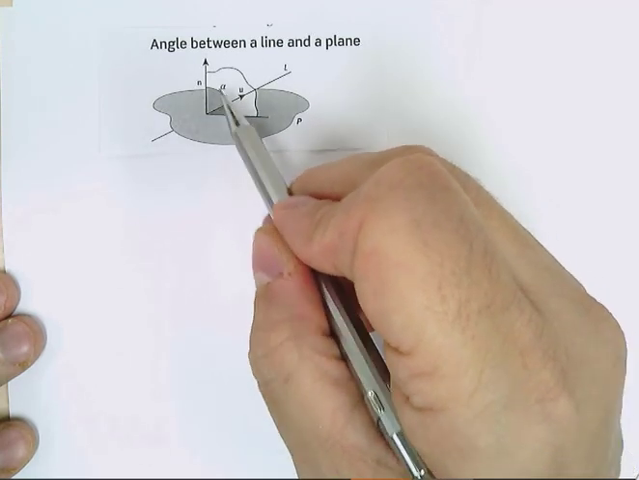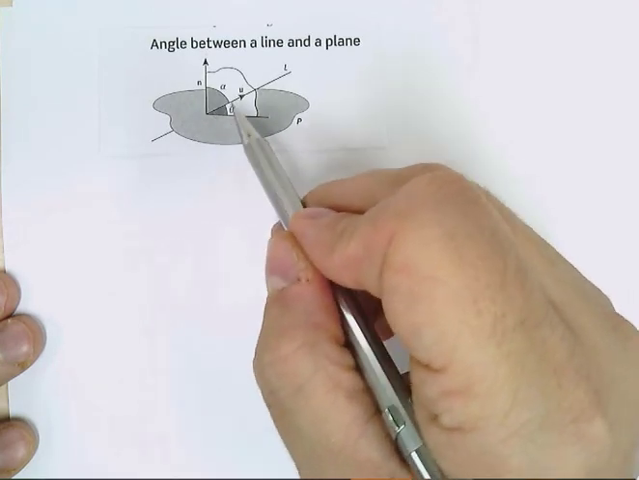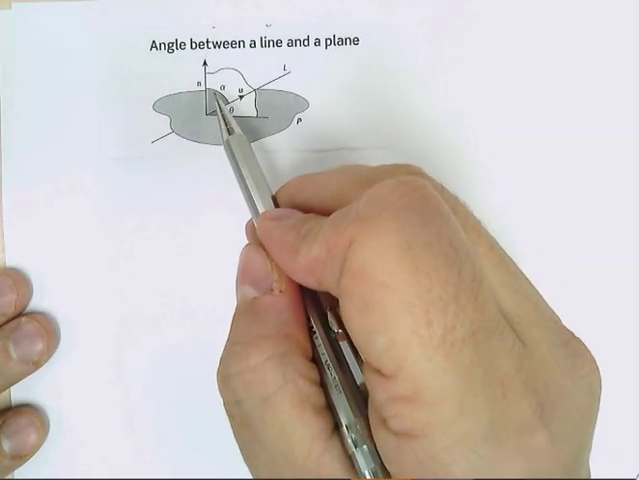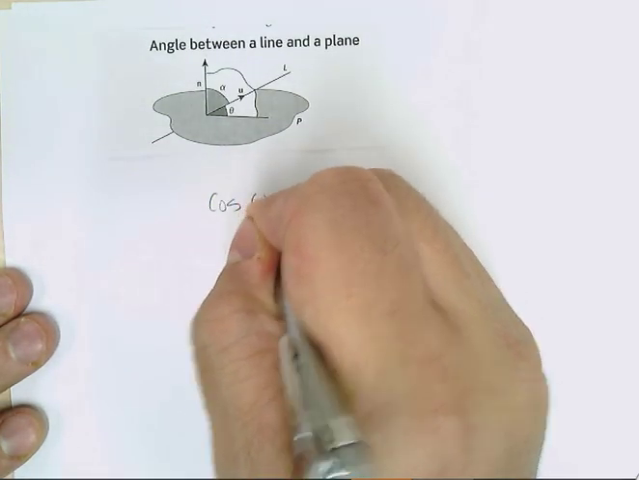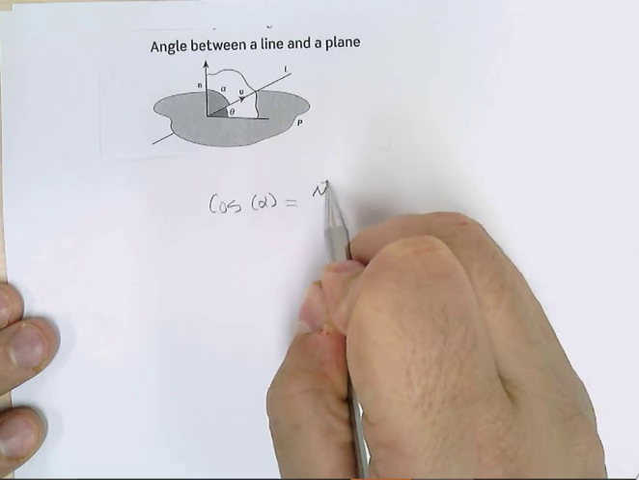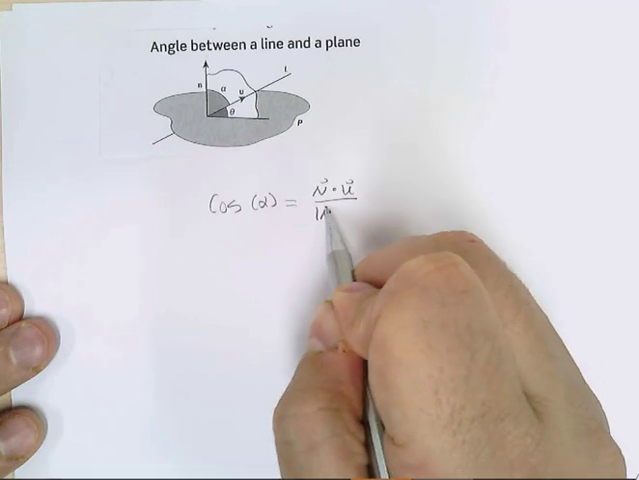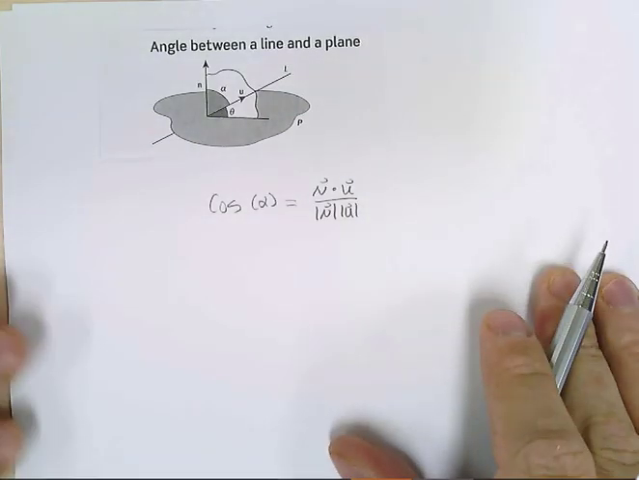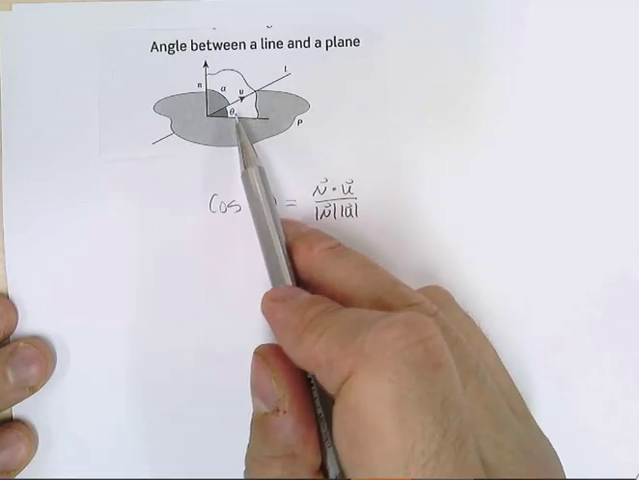But to be able to find that, we don't know any vector that's in the plane. We're just going to use the vector of the line that's going through it, and that's what we want to find out. But we can find alpha. We know that the cosine of alpha is going to be equal to the dot product between the normal and the vector going through it, over the magnitude of the normal and the magnitude of the vector on the line. Now, we want to solve this for the angle theta between the line and the plane, not the normal vector.